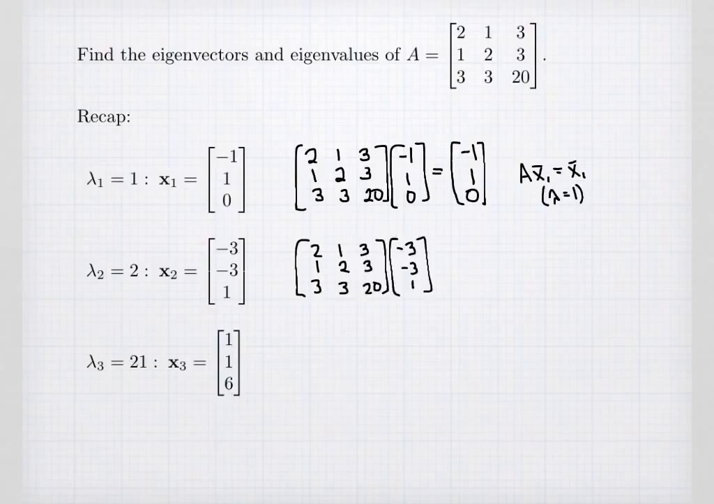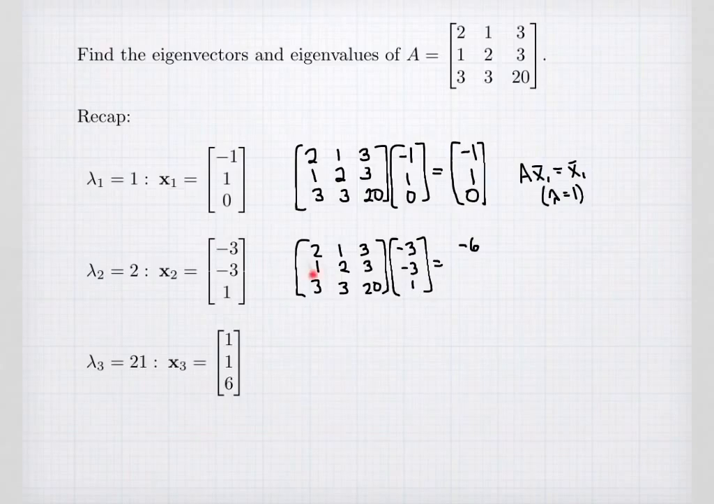Now I've set up the second example. If I take my matrix times my vector, negative 3, negative 3, 1, I should get a multiple of that same vector. So we start with our first row, and I'll get negative 6 minus 3, so we're at negative 9. Negative 9 plus 3 gives me negative 6.